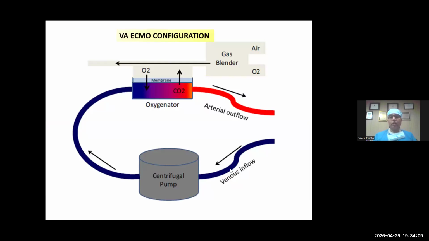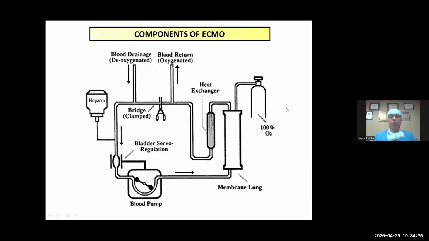So if you look at the basic structure, blood is taken from the major vein and it is drained, very commonly in the ICUs, from the femoral vein, passes through the centrifugal pump, then it passes to the oxygenator, where with the help of the oxygen gas blender, gas exchange takes place, and then oxygenated blood is pushed back to the major artery, very commonly the femoral artery in the ICU. So you can see the complete structure.